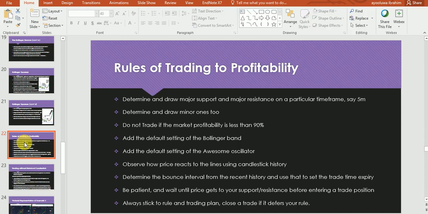Like I said, if you don't know what support and resistance lines are, then you need to refer back to the previous notes as well as this PowerPoint slide.